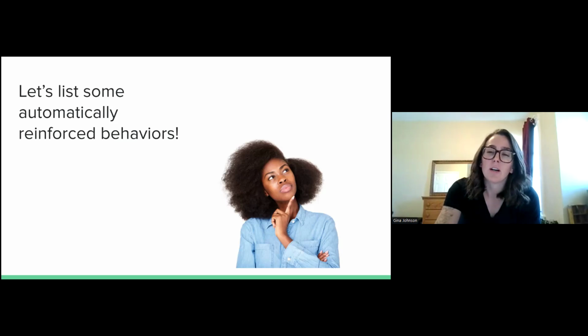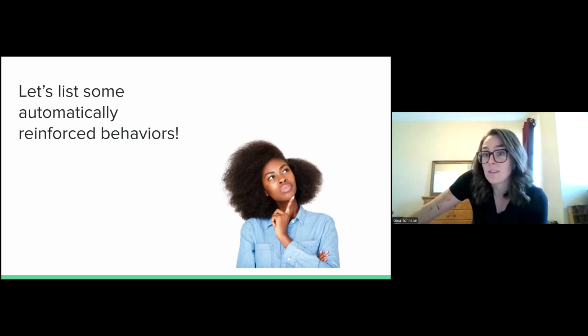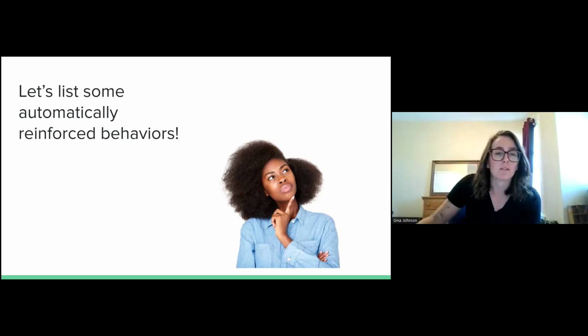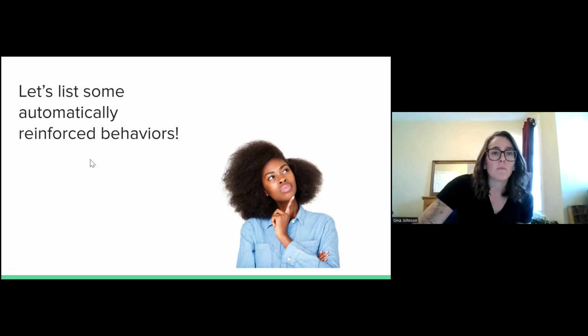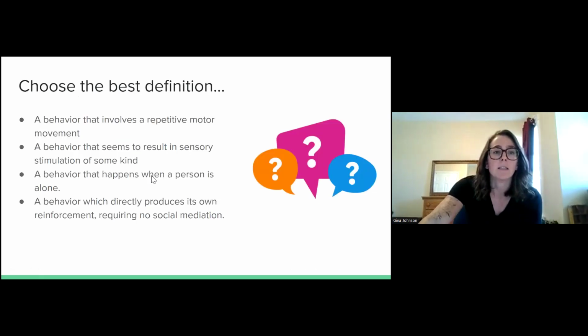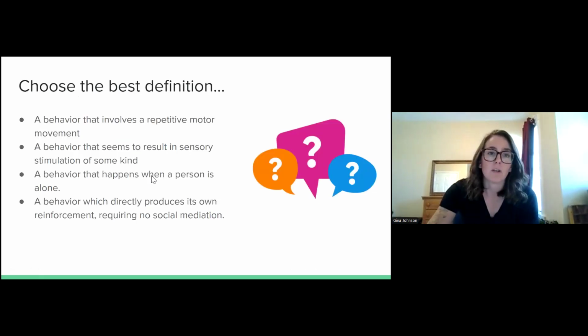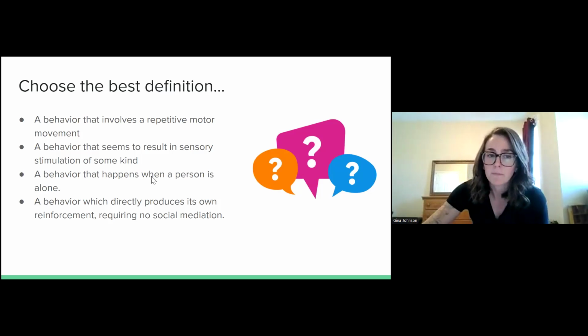But we want to look a little bit deeper than that, right? We can never just look at the topography of a behavior, just what it looks like, and know what the function is. We have to do that analysis piece. So we're gonna look at how we do that. Thinking of those behaviors and of how we might start to analyze, let's try and choose the best definition of an automatically maintained behavior, or a behavior that's maintained by automatic reinforcement.